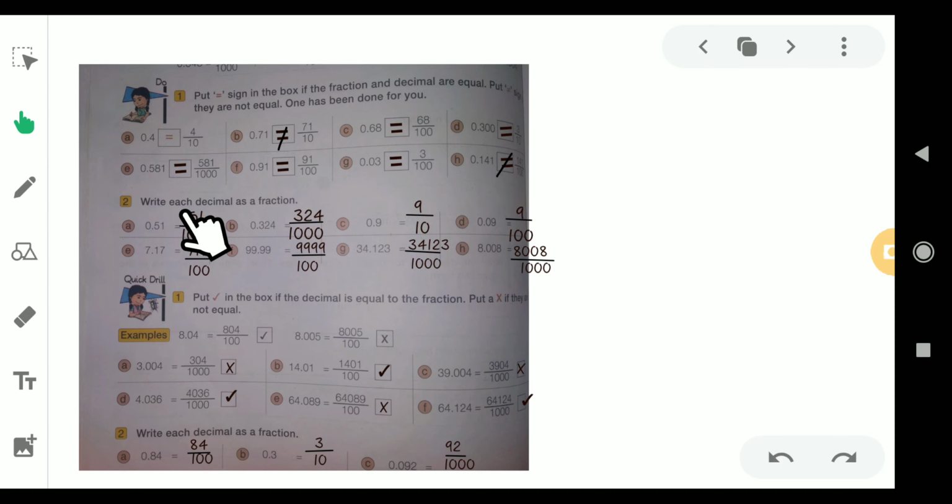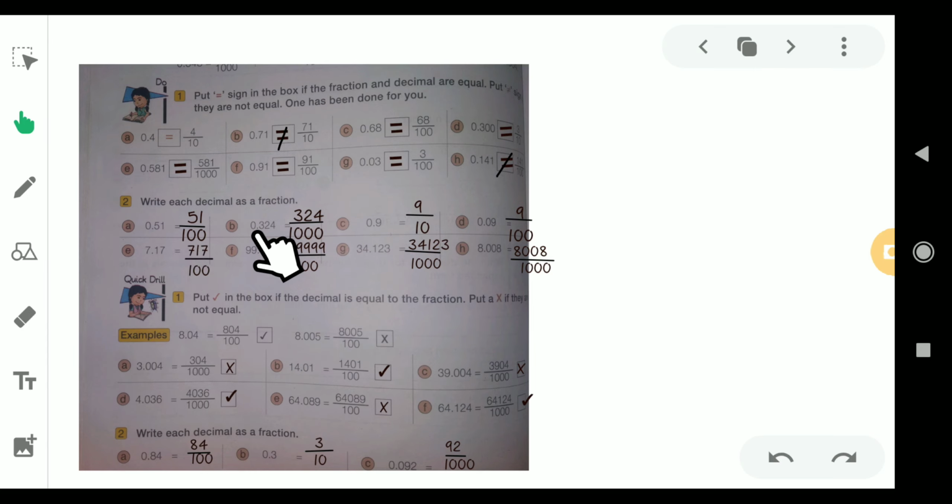Second one, write each decimal as a fraction. Writing a decimal number as a fraction, we learned this in the earlier video. So let us convert this decimal into a fraction. Simple. First look at the decimal places here. 2 decimal places are there. So just write this 51 as the numerator and write as many zeros as decimal places in this number. There are 2 decimal places, so write 2 zeros. But before writing these 2 zeros, 1 must be written first.